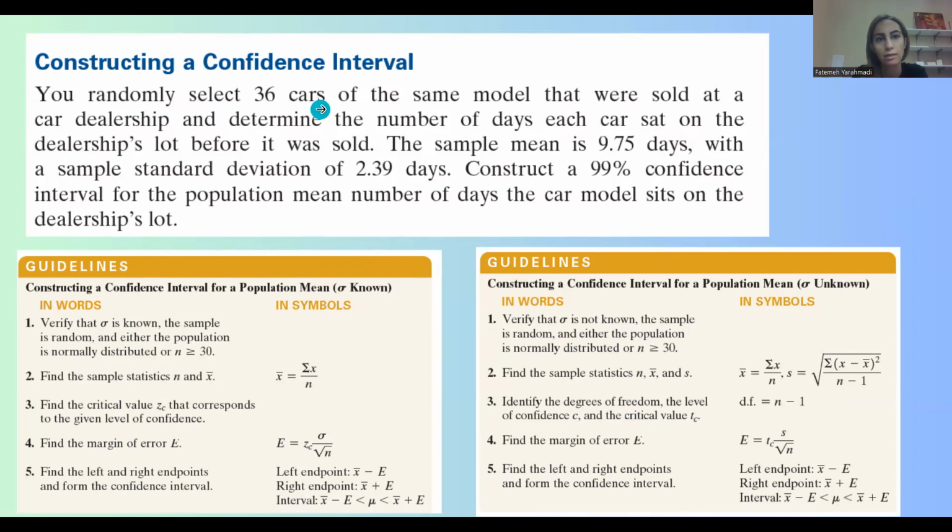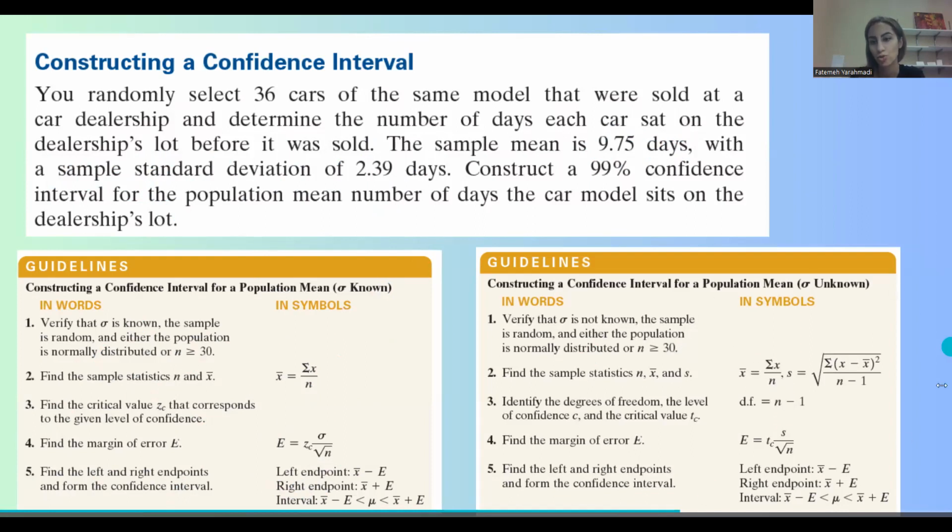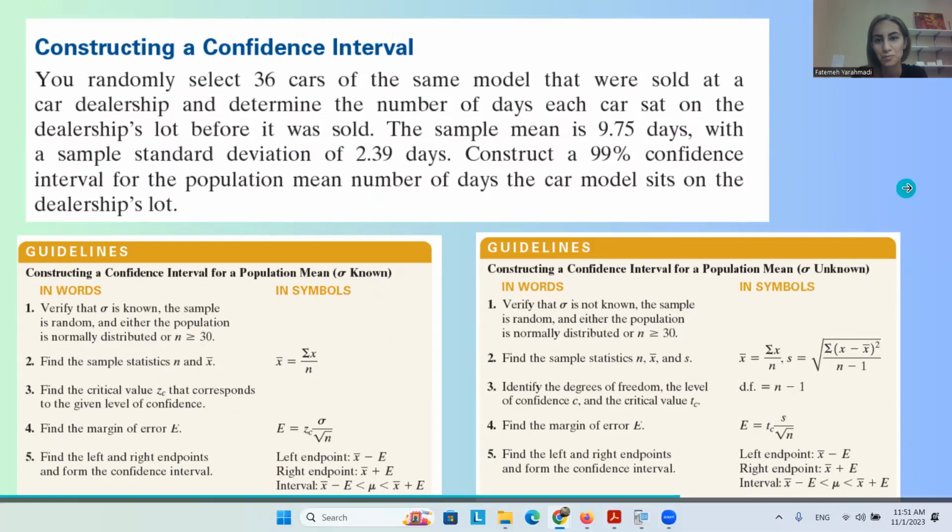Let's take a look at the question again. We randomly selected 36 cars of the same model, and we found that the sample mean is 9.75 days. We found that the sample standard deviation is about 2 days. We have the sample standard deviation. We don't have sigma. Sigma is missing, perhaps because from past studies, for any reason, they didn't calculate the population standard deviation. This is the first time they are dealing with this. So we cannot use Z sub C. There is no way we use Z sub C. We have to jump into the second guidelines and use T sub C and the T distribution. Very good.